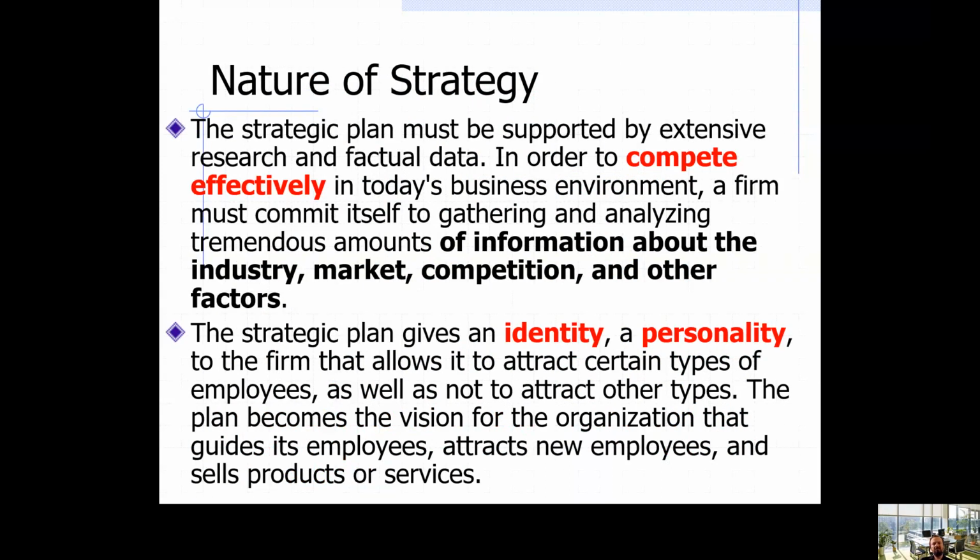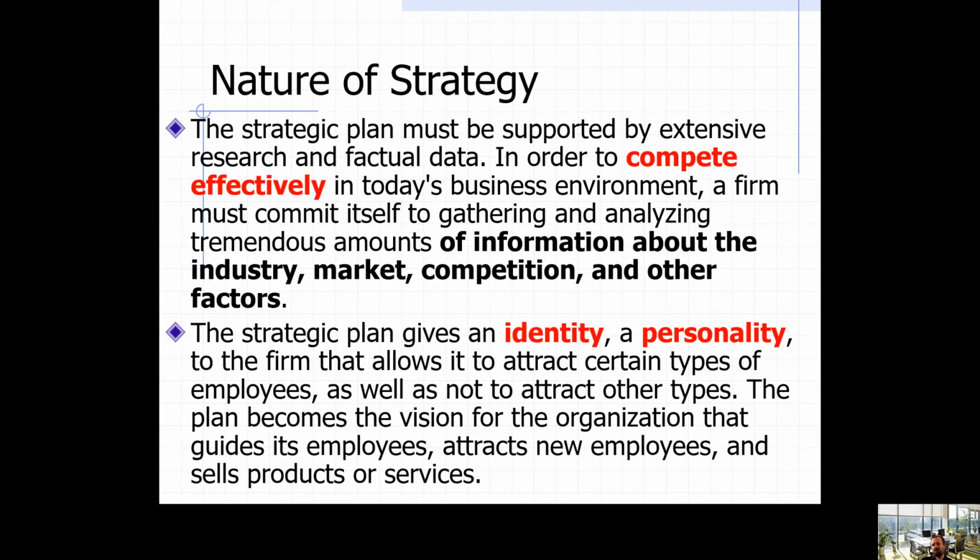Generally, it's not possible in the contemporary world to run a business without a plan. That's why strategy is an essential part of management, to be prepared for supporting the competitiveness of the company.